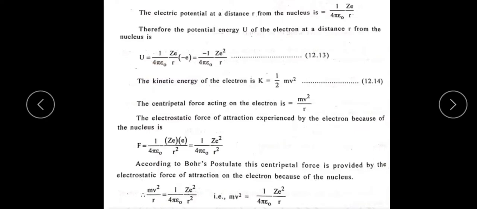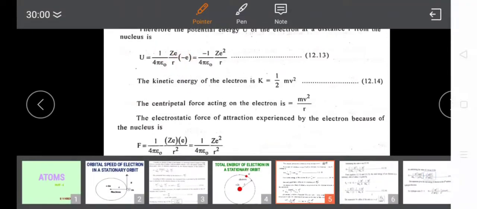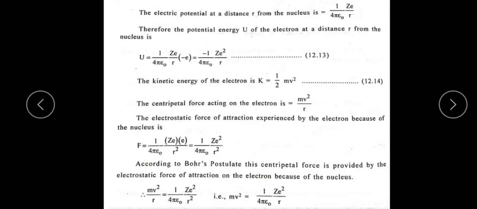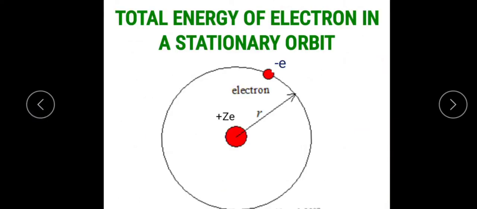The general formula of electrostatic potential energy is equal to 1 divided by 4 pi epsilon naught, q1 q2 divided by r. If you apply it here, U is equal to 1 by 4 pi epsilon naught, where q1 means the charge of the nucleus, that is Ze, and q2 is the charge of an electron, taken as minus e, divided by r, the distance between the electron and the nucleus.